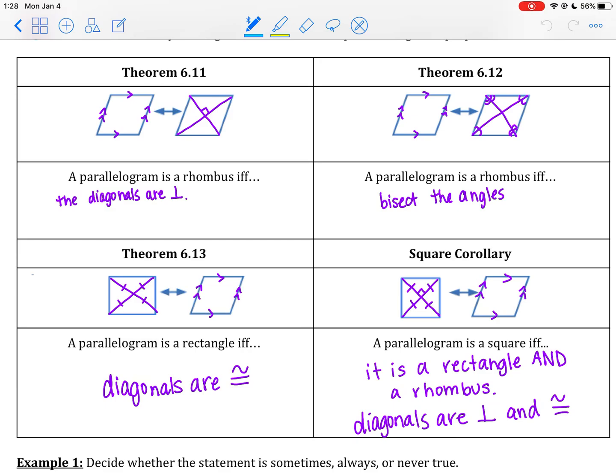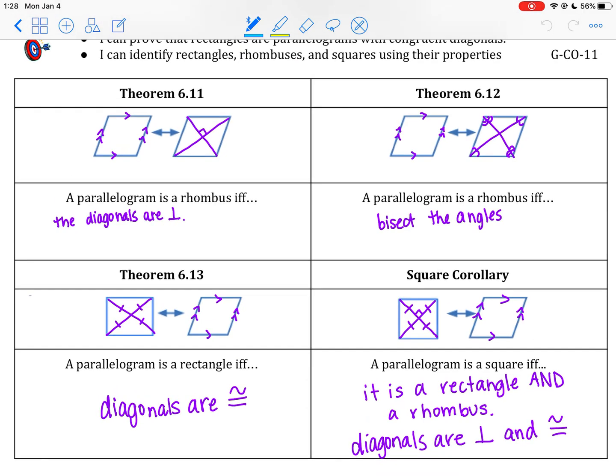One thing that we did not discuss is the definition of these things. We can also use the definition to prove something. The definition of a rhombus is an equilateral quadrilateral, which means that it has four congruent sides.